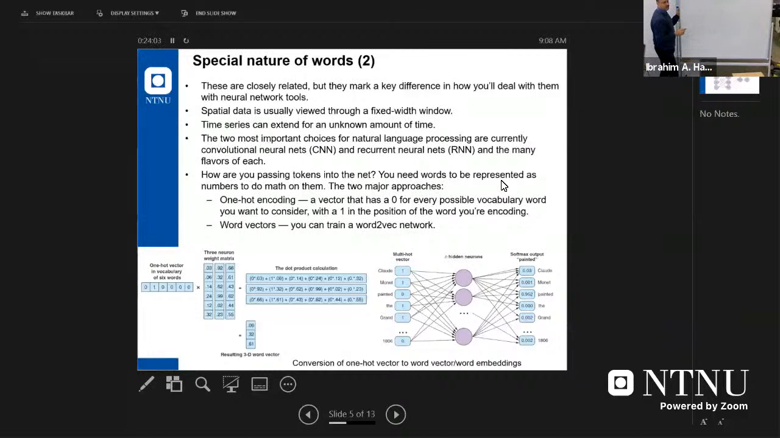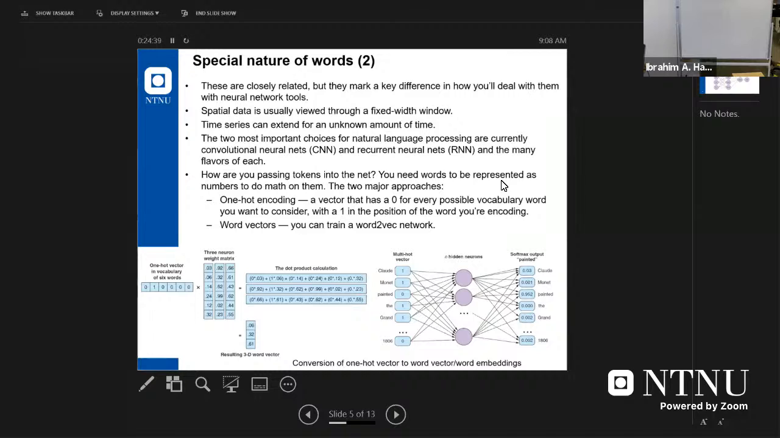You can imagine that we are converting this into an image, because this is a symbolic image now. So now we are converting words into a matrix of values, or we can say it's similar to an image. So now we can work with a neural network. So one hot encoding, the vector has zeros for every possible vocabulary word, with 1 in the position of the word you are encoding.